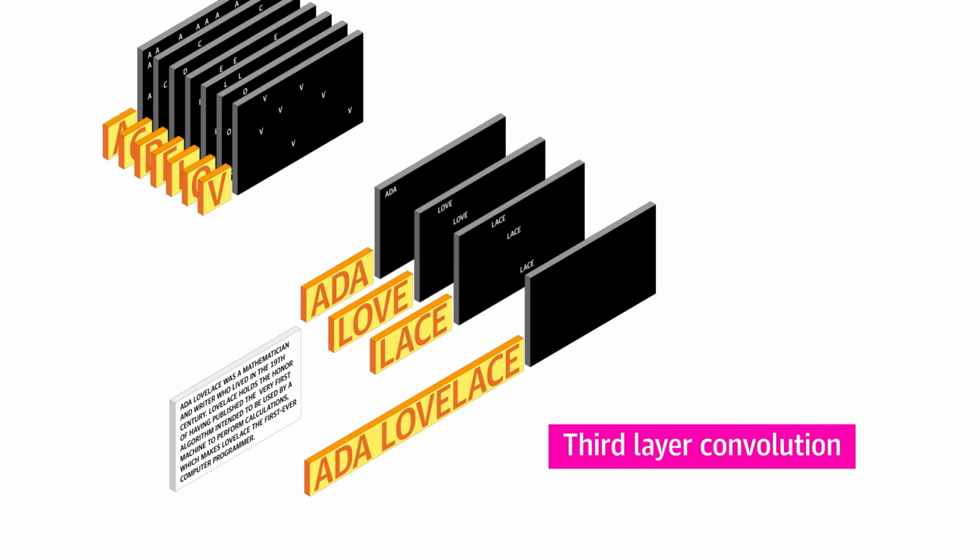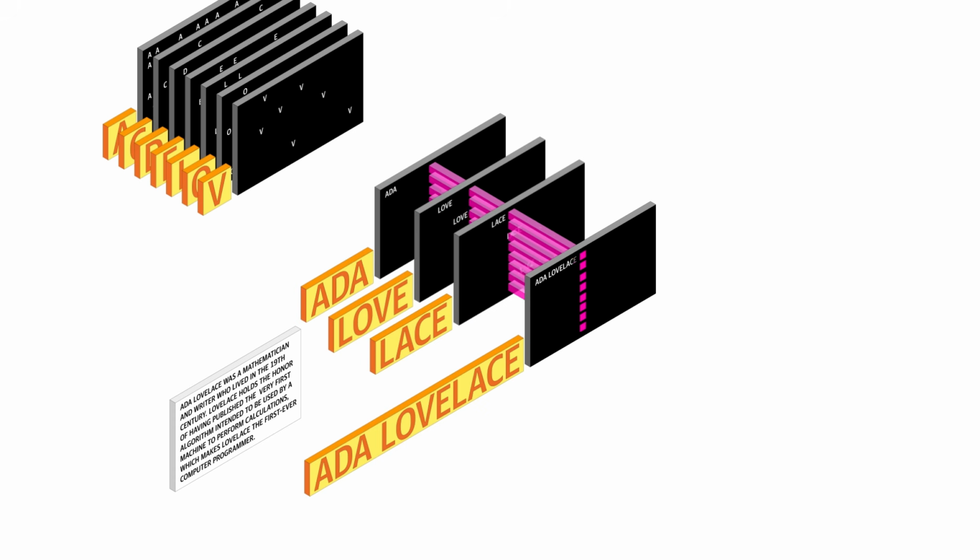In other words, in those feature maps, strong signals would be present where the sequences Ada, love, and lace are located in the original paragraph. In the third layer, the CNN would stack and align these three new maps and perform more convolutions, this time identifying where longer words and groups of words are located.